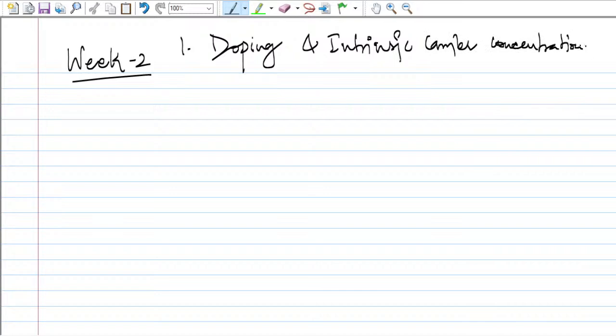What we are going to do here is we'll classify the semiconductor based on purity, and based on that we'll talk about the intrinsic concept and the concept of doping. Then we'll talk about why we need doping, why we do doping exactly, and then we'll talk about the equilibrium carrier concept.